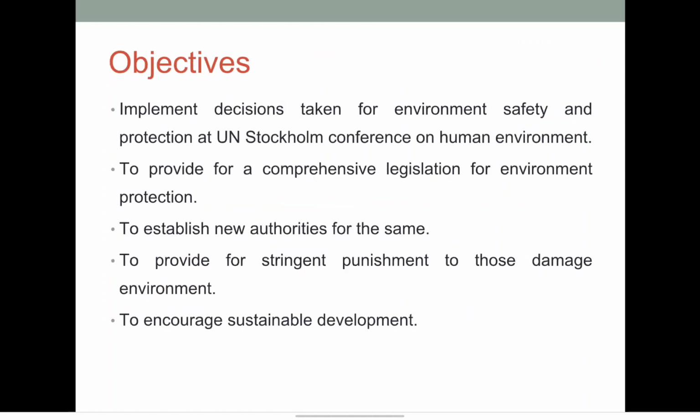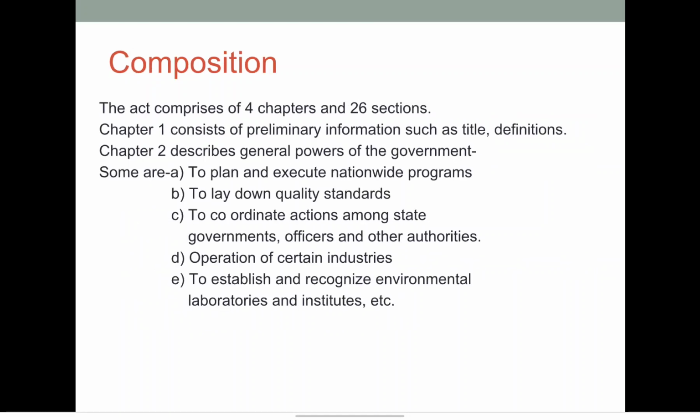Then what were the objectives? First of all, to implement decisions for environment safety and protection made at the UN Stockholm Conference. Then to provide a comprehensive, or holistic, legislation for environment protection. To establish new authorities for the same. And to provide stringent, or strict, punishment to those who damage the environment, and to encourage sustainable development. These are some of the objectives.